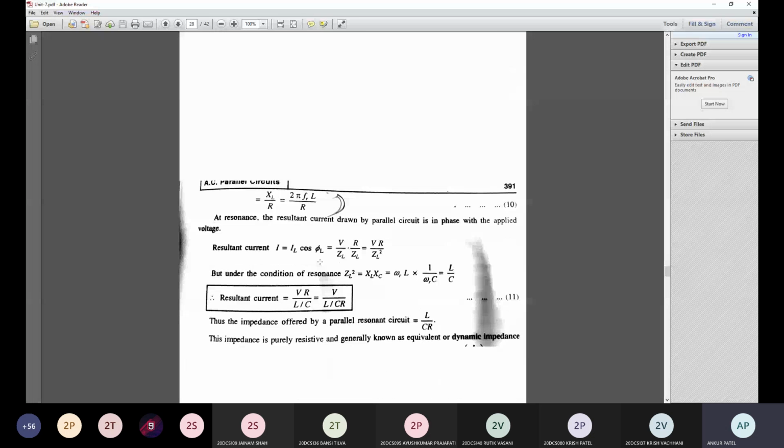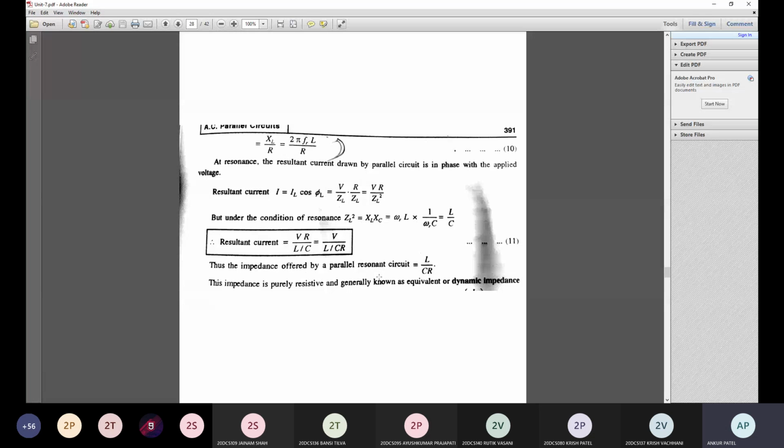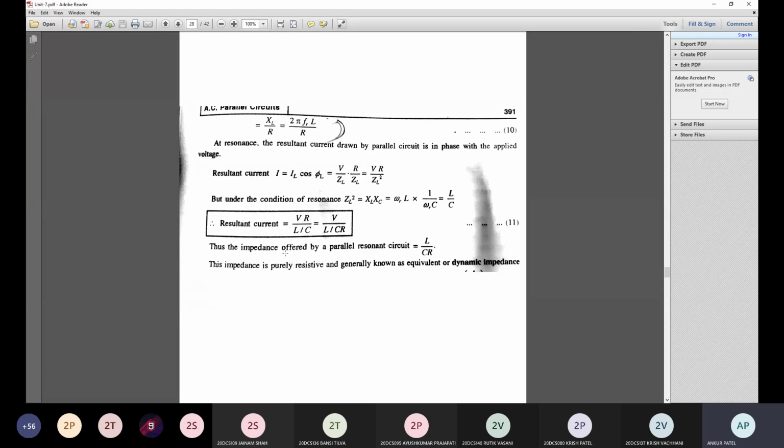Resultant current in parallel resonance, I equal to IL cos phi L, where IL equal to V by ZL and cos phi equal to R by ZL. So it is equal to V into R by ZL square. Under the resonance condition, we know ZL square equal to XL into XC, so that is equal to L by C. Substituting here, we have VR by L by C, or we can write V by L by CR. So you can see I equal to V by L by CR. Here the impedance offered by parallel resonance is maximum, so you will have minimum current for parallel resonance.